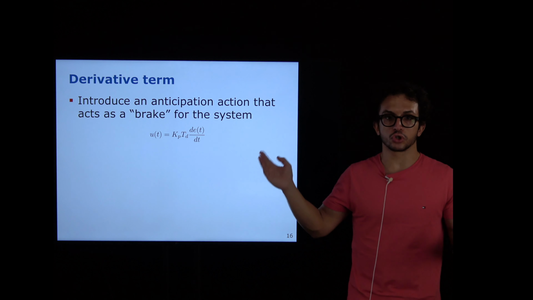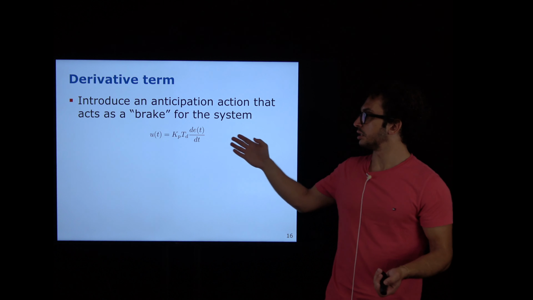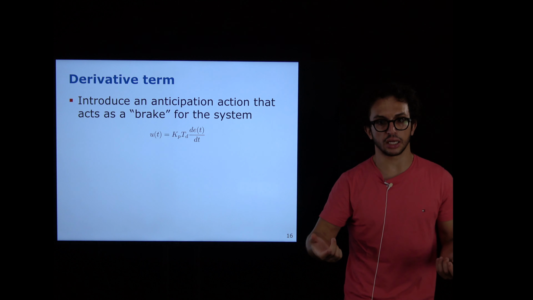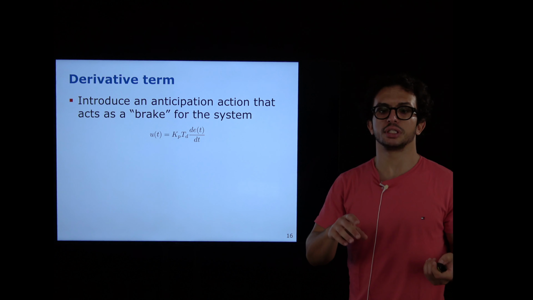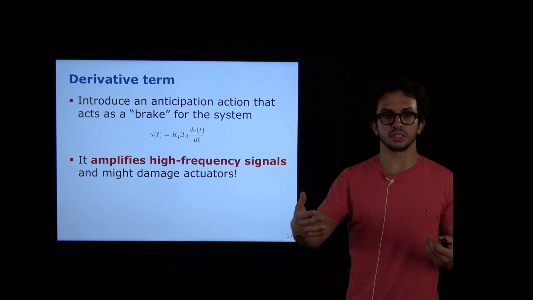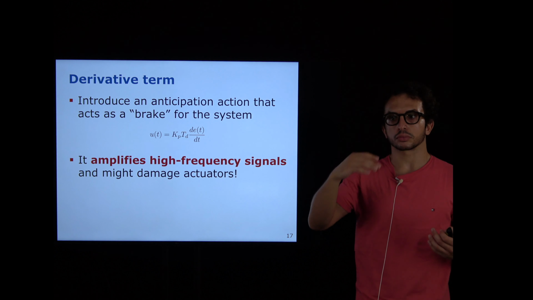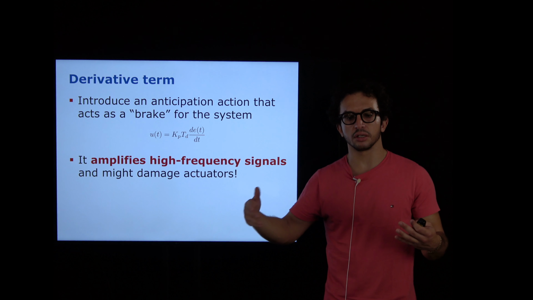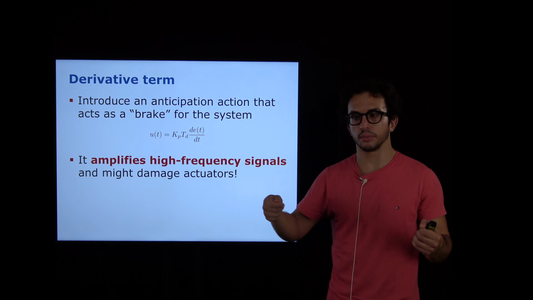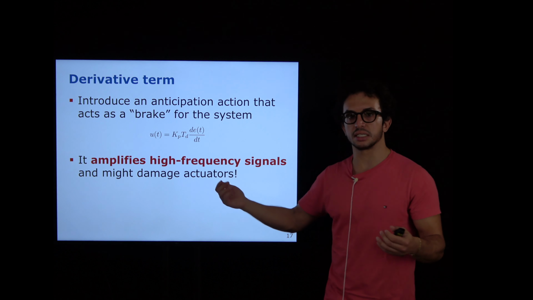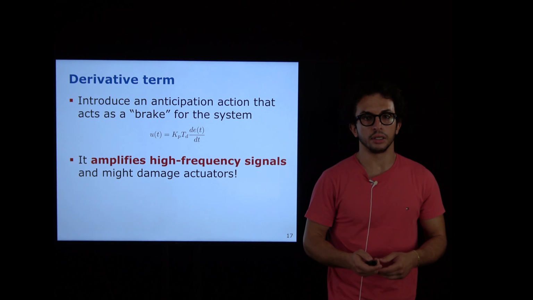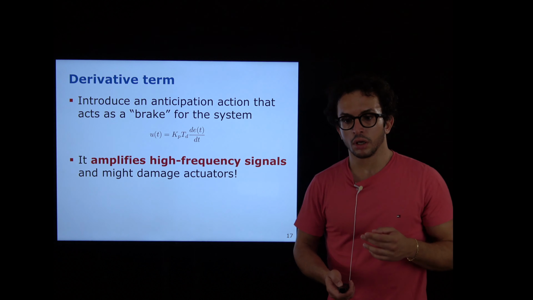Of course, it's also not perfect, because the derivative term, like a prediction in the future, is usually not realizable. And what it introduces in practice is that it amplifies high frequency signals. So if there's some noise, something in the system that is very high frequency, it gets amplified and can actually harm the actuators.